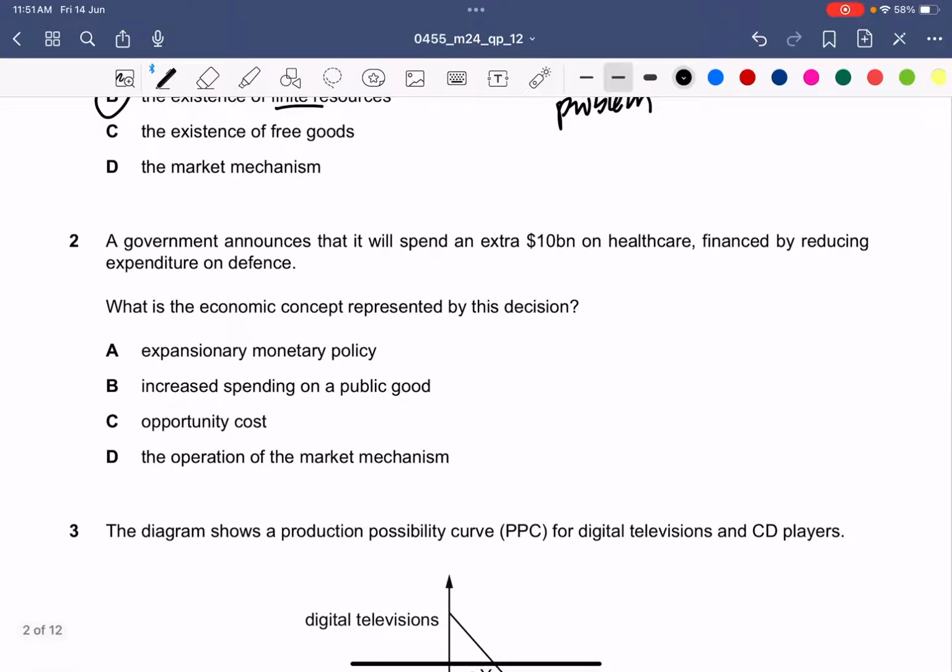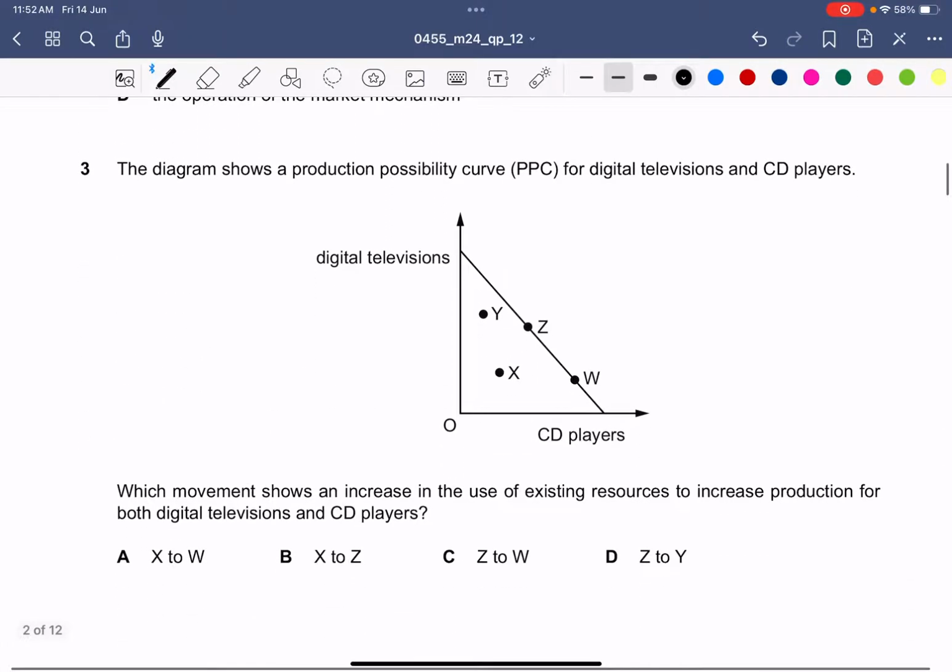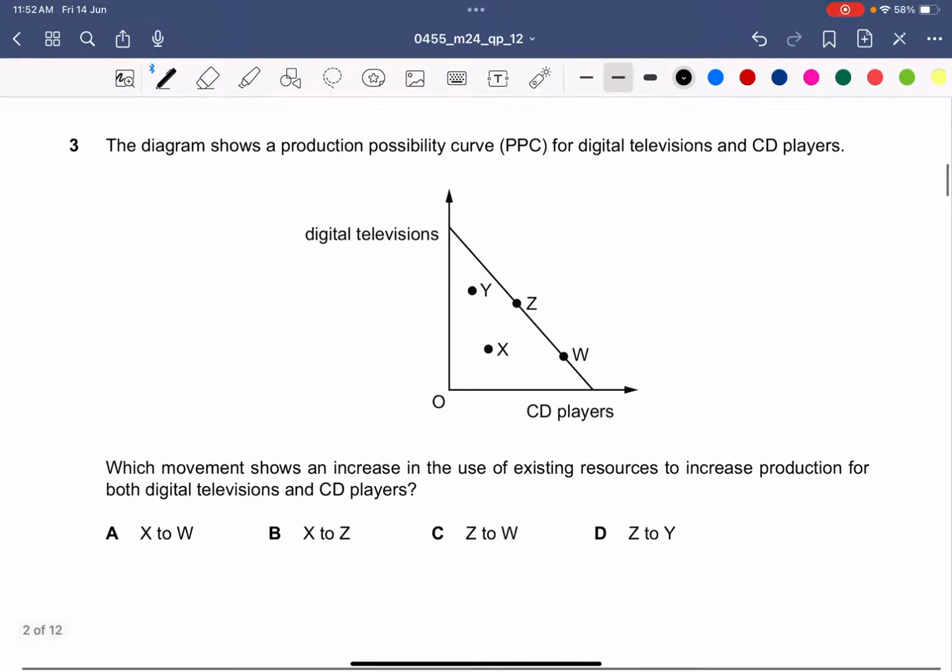A government announces that it will spend an extra $10 billion on healthcare financed by reducing expenditure on defense. What is the economic concept represented by this decision? So reducing expenditure on defense is the opportunity cost. It is the next best opportunity foregone by making an economic decision. So is this answer C? Okay, so move on to question 3.